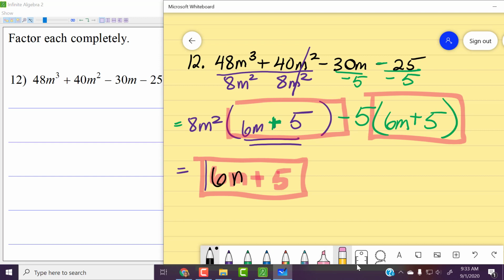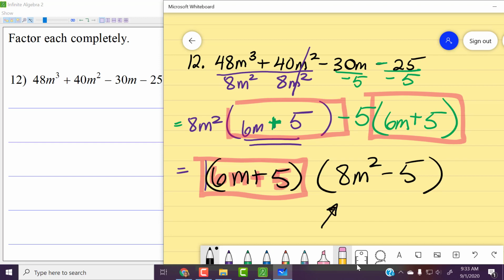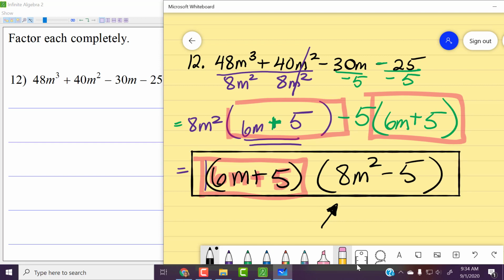A little messy. Better fix that. And then what's left over? 8m squared minus 5. And I just want you to be aware of this. This looks like it could be the difference of squares, but it's not, because 5 will never multiply itself with just regular integer numbers, meaning whole, negative, 0, and 1s, to continue factoring. So that's how you know this is finished. Later on, you're going to have to check this, and sometimes it will be factorable.